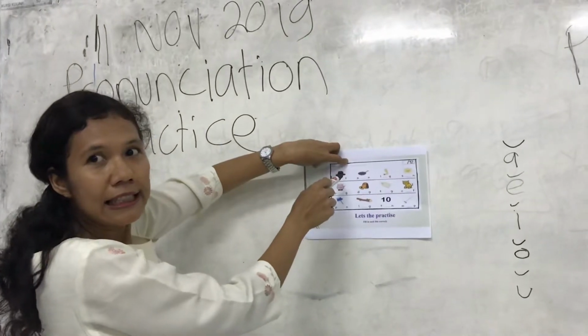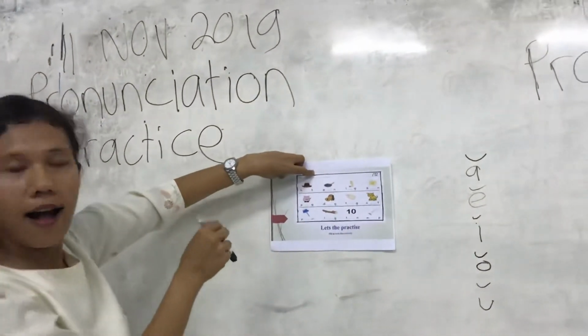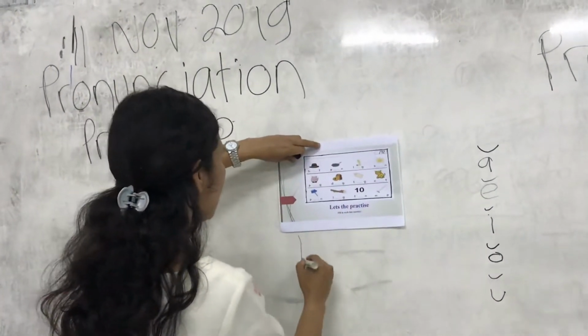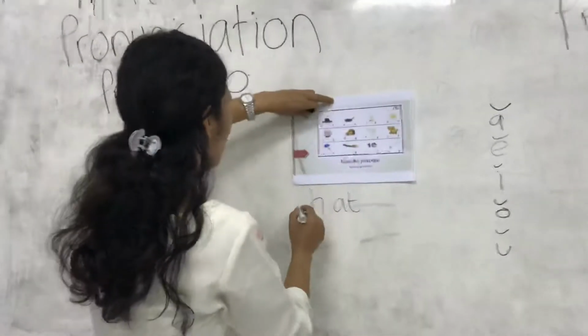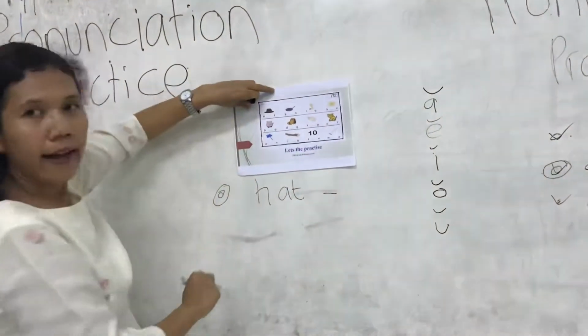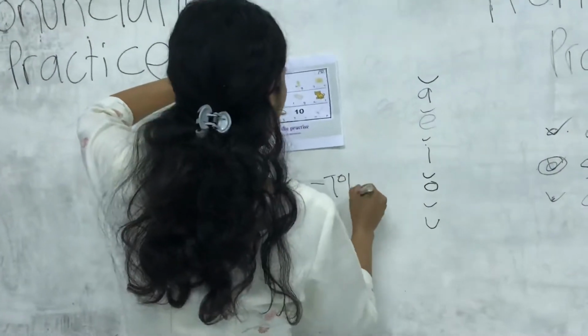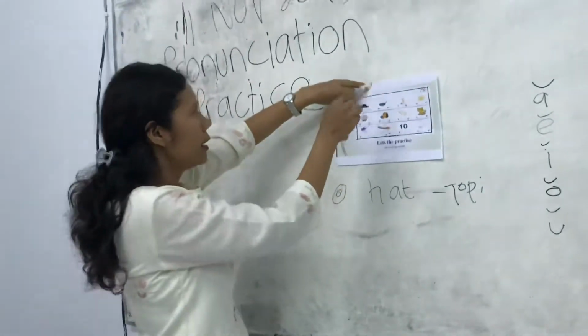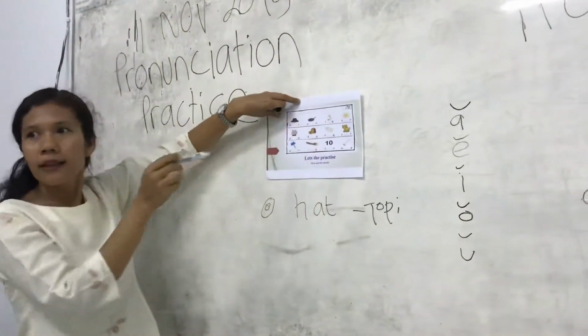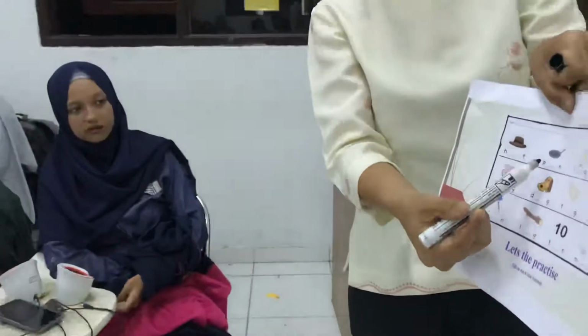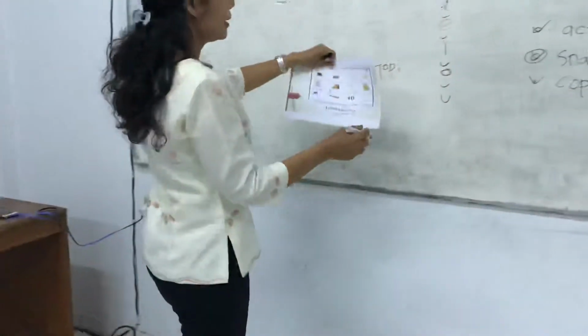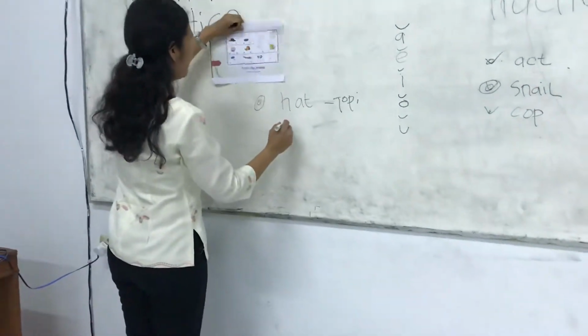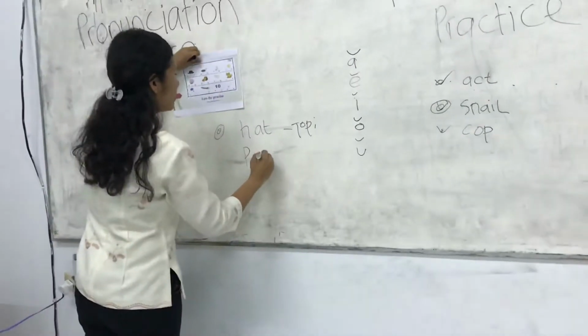A, or A? A. Okay, this? What is the meaning? Hat. Topi. Okay. This? Long. Punchy. Okay. Hand.